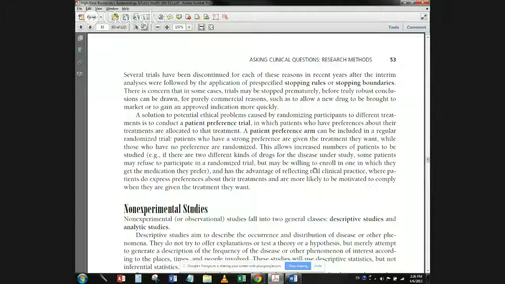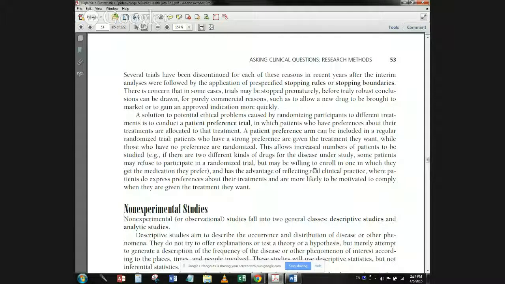a patient preference trial, in which patients who have preferences about their treatments are allocated to that treatment. A patient preference arm can be included in a regular randomized trial. Patients who have a strong preference are given the treatment they want, while those who have no preference are randomized. This allows increased numbers of patients to be studied.